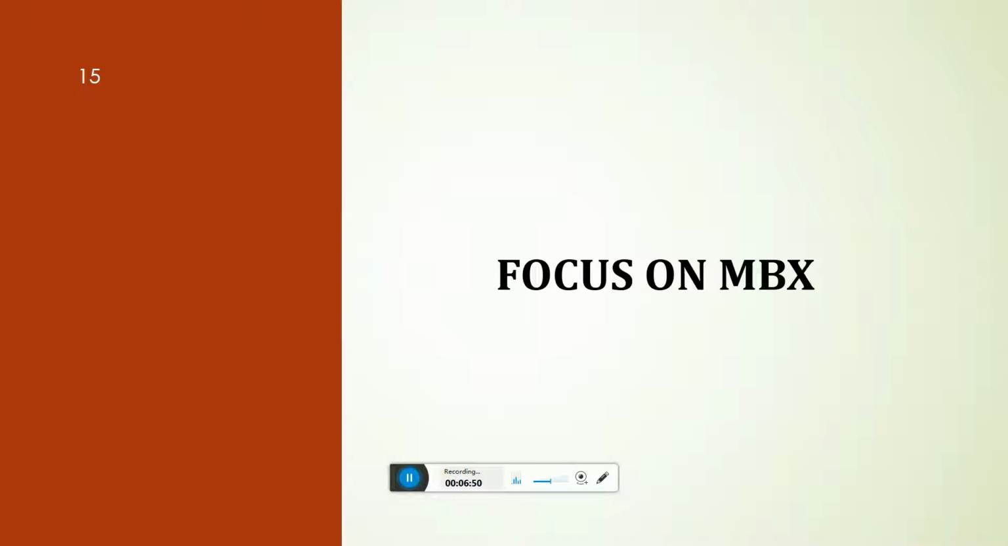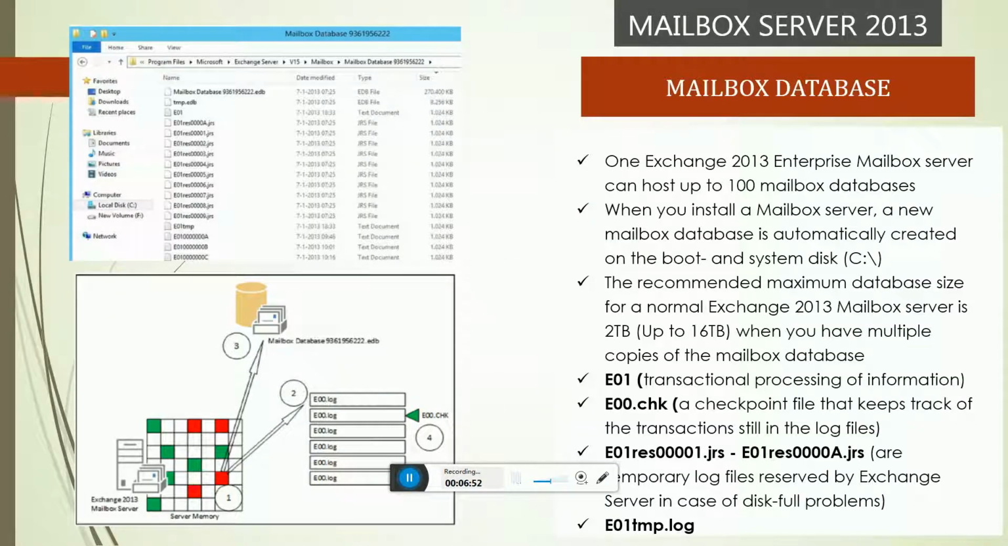Focus on MBX. Mailbox database: one Exchange Server 2013 Enterprise mailbox server can have up to 100 mailbox databases. When the mailbox server is installed, a new mailbox database is automatically created. The recommended maximum database size on a normal Exchange 2013 mailbox server is 2 TB, up to 16 TB when you have multiple copies of the mailbox database.